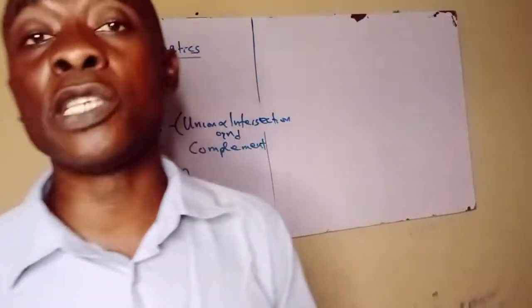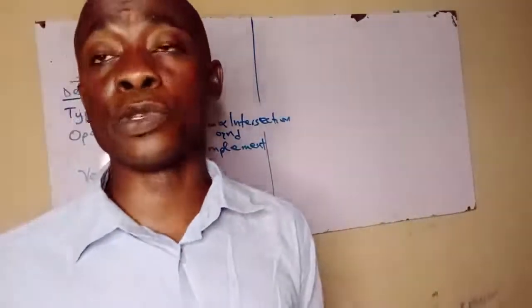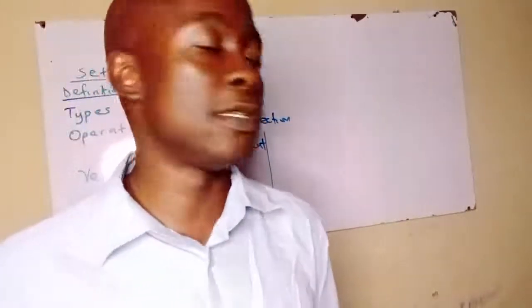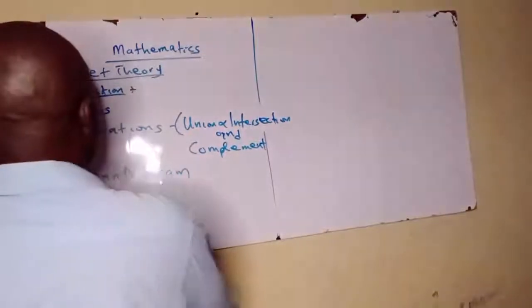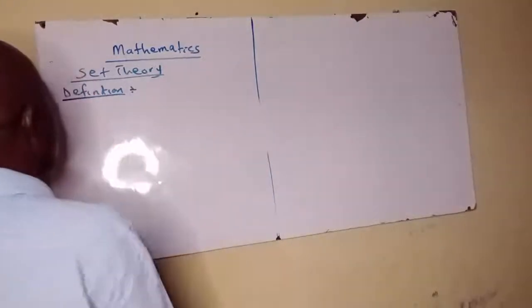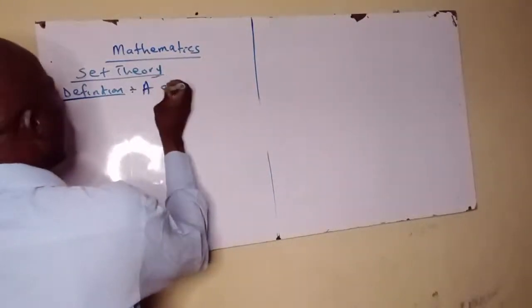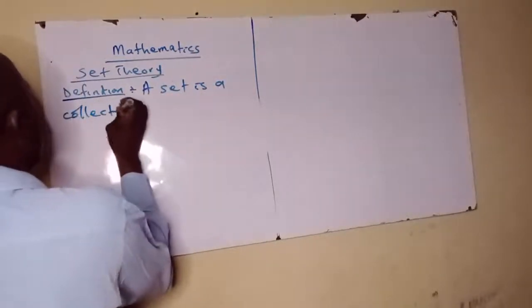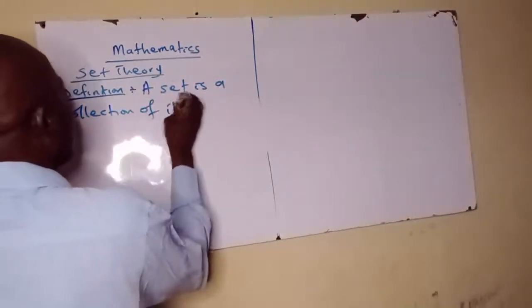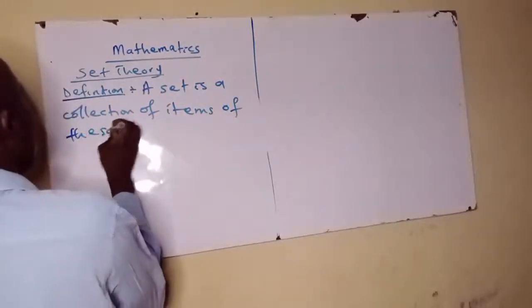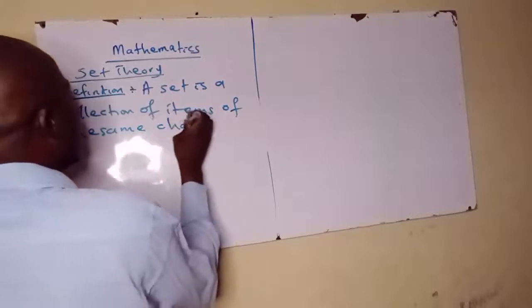A set is just a collection of items. It's a collection of items of the same characteristics. Say, for example, you can say that a set is a collection of items of the same characteristics.